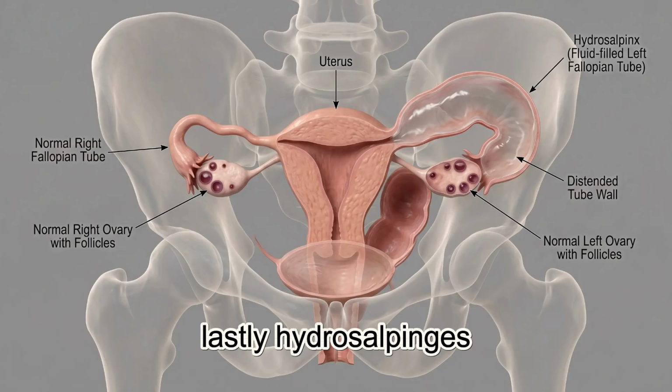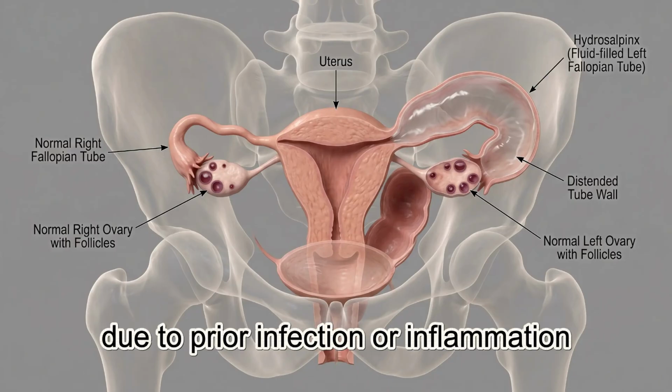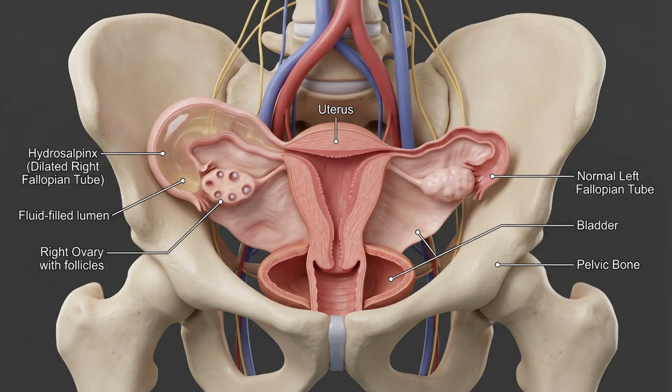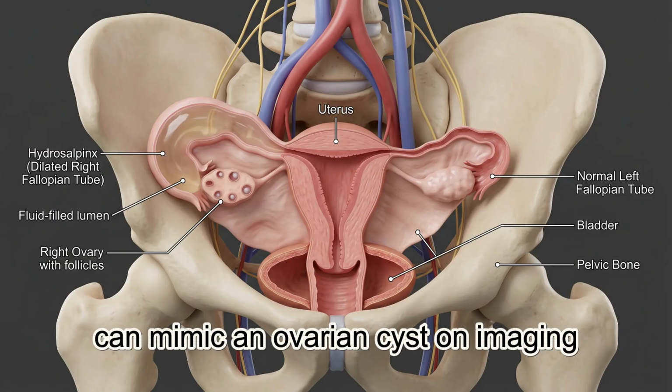Lastly, hydrosalpinx. This is when a blocked fallopian tube is filled with fluid due to prior infection or inflammation. It is often asymptomatic and most commonly causes infertility. Can mimic an ovarian cyst on imaging.